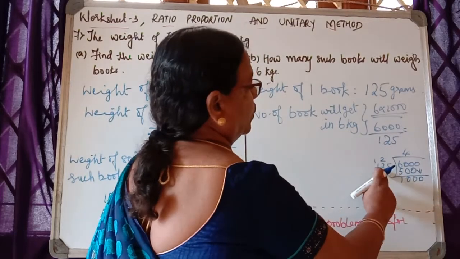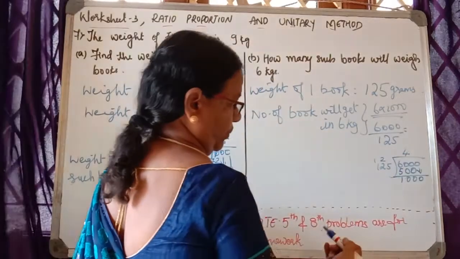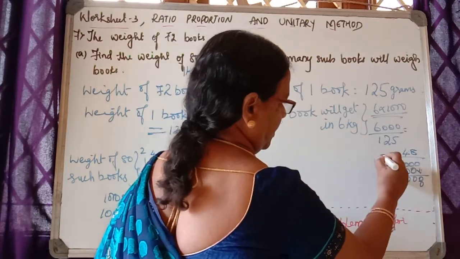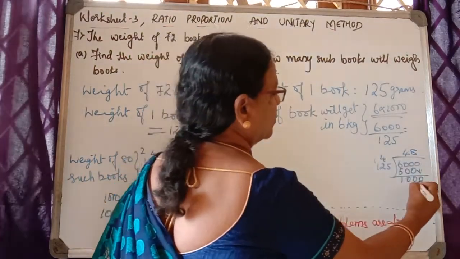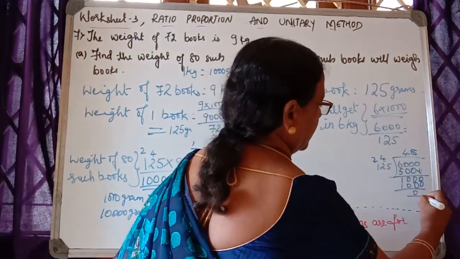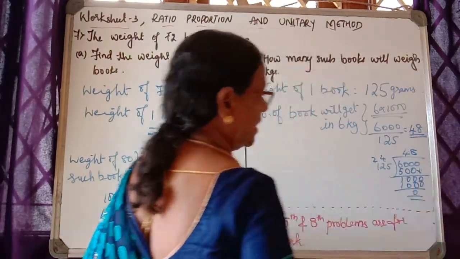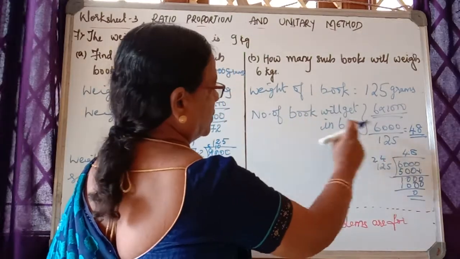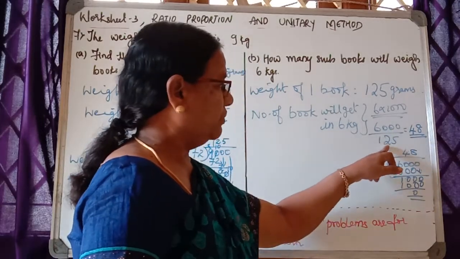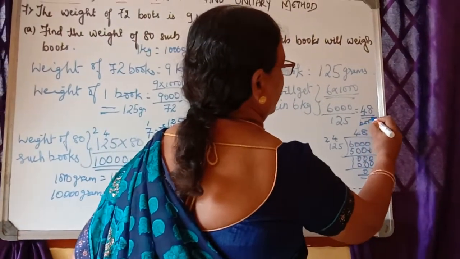In 1,000, how many 125s will we get? Here for 500 we got 4. So 1,000 will take 8. 8 5s are 40. Remainder 4. 8 2s are 16 plus 4, 20. Remainder 2. 8 1s are 8. 8 plus 2, 10. So in 6 kg how many books can we get? 48 books. Because one book's weight is 125, 6,000 grams should be divided by 125. What did we get? 48 books.